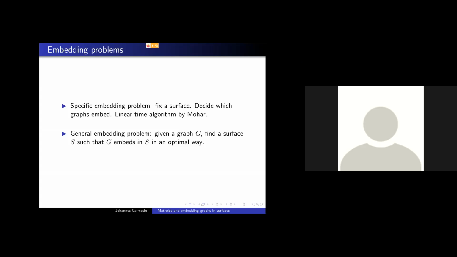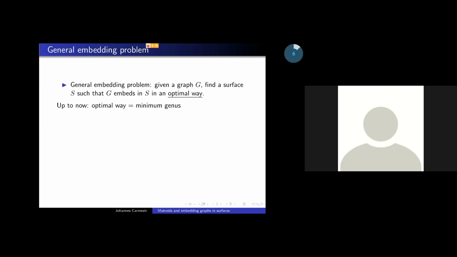The other line of research is what I call the general embedding problem. There you are just given a graph, but the surface is not fixed yet, and you are allowed to choose the surface in such a way that it fits best to the graph. Of course, for every graph there always is some surface so that the graph embeds into it. The task is to find an optimal surface so that the graph embeds into that surface in an optimal way. In this talk we are concerned with the general embedding problem.